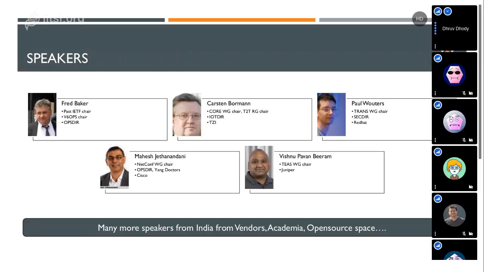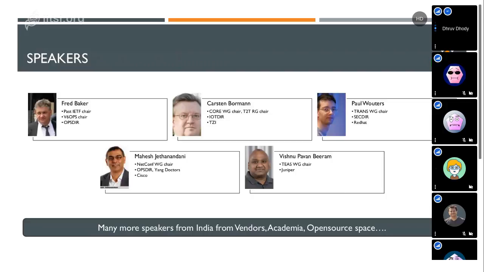And we also have the TEAS working group chair and the NETCONF working group chair, Mahesh and Vishnu, who are also actively working on SDN, traffic engineering, and YANG and network management aspects. So it fits into the SDN track. So these are the invited international speakers.